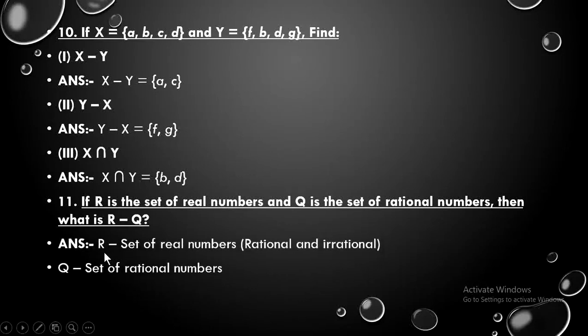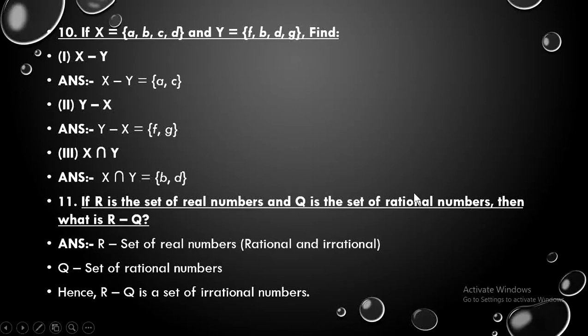Okay, you see here R, that is real numbers, consists of rational and irrational, then Q is the set of rational numbers. Now when you do R minus Q, that is you subtract these rational numbers from these real numbers, whatever is left over is irrational numbers. So R minus Q will be irrational numbers.